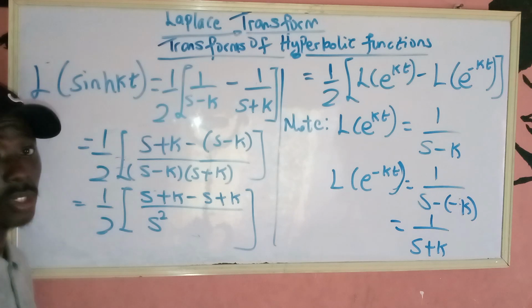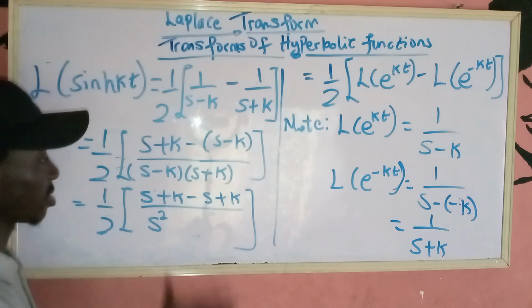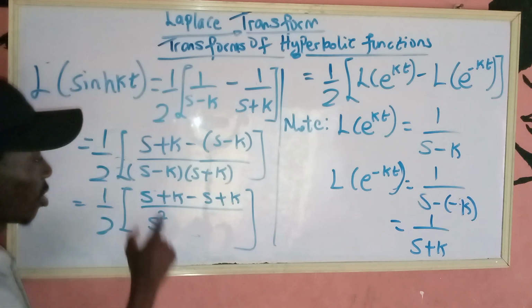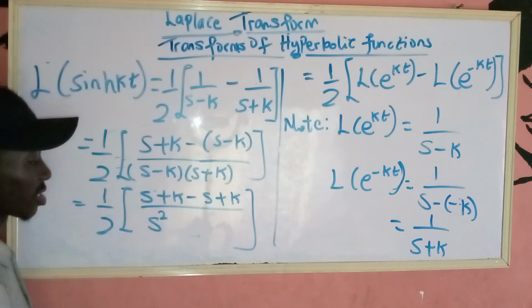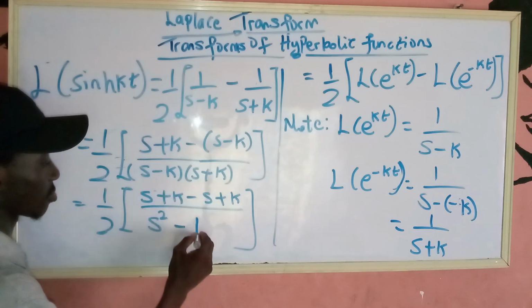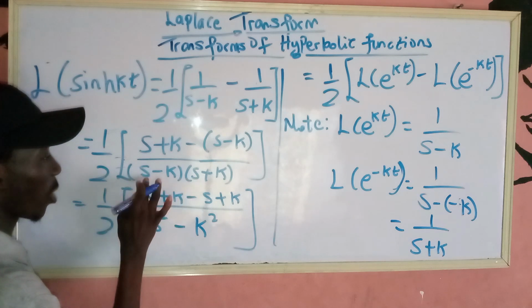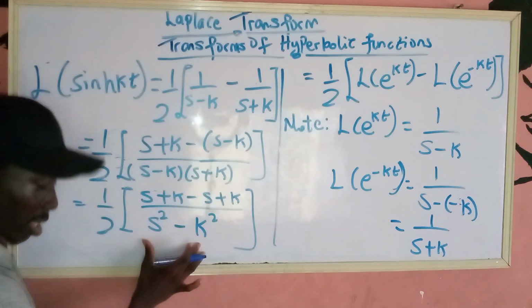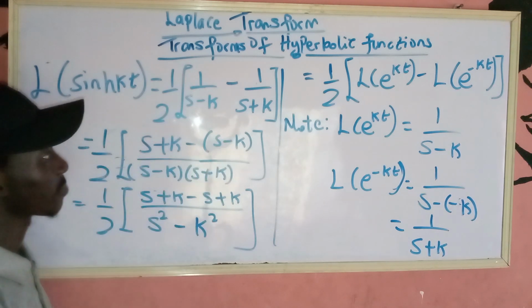And this is also known as the difference of two squares in mathematics. This is what we call the difference of two squares. You have the s squared and you have the minus k squared. When you expand all of this, you end up having this. I'll do it over there.